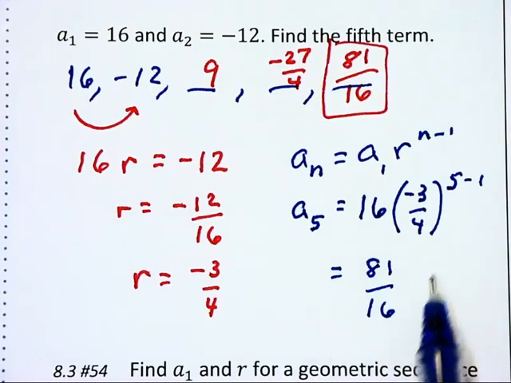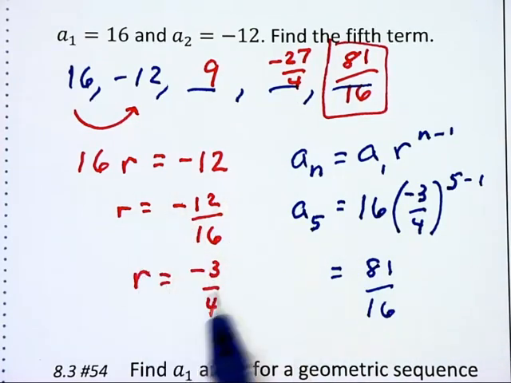That will end up getting you to 81 over 16 also. One way using a formula, the other way figuring out what r is and then just filling in the blanks, multiplying by negative 3/4 as you go.